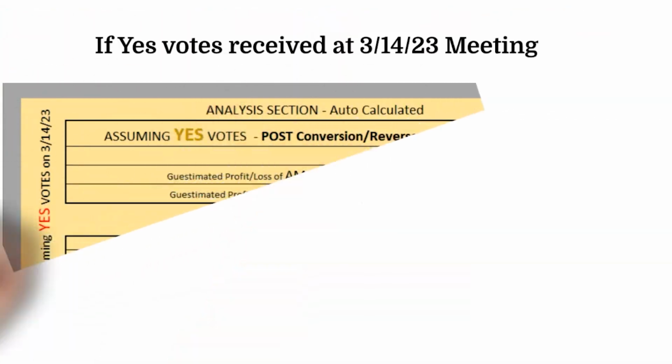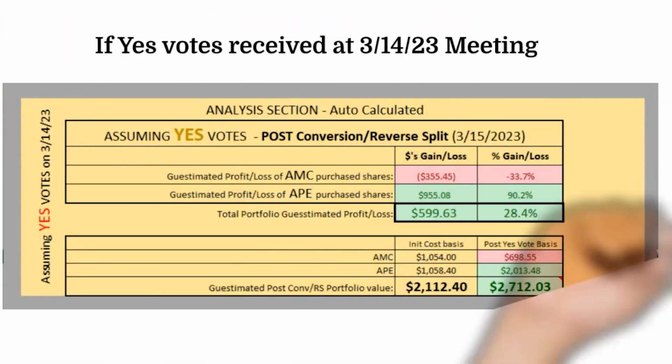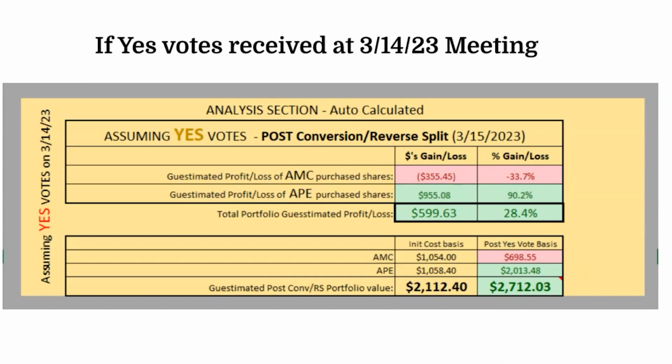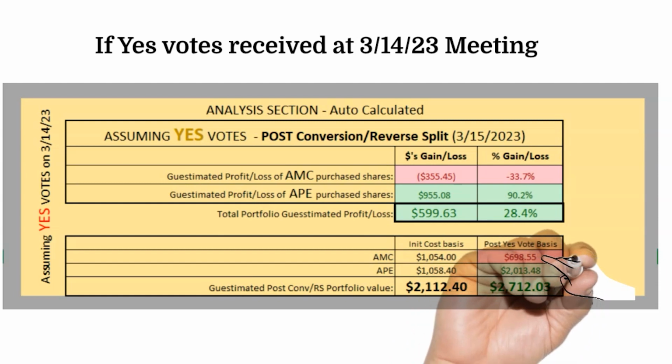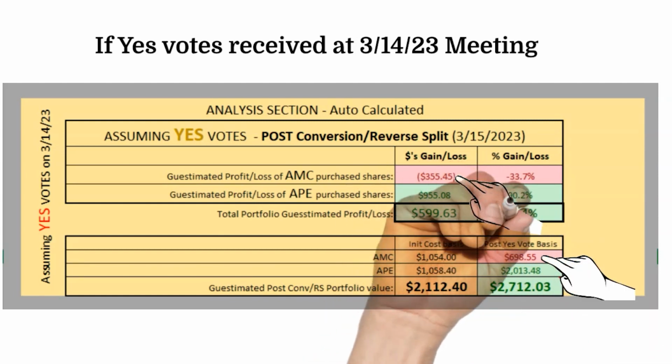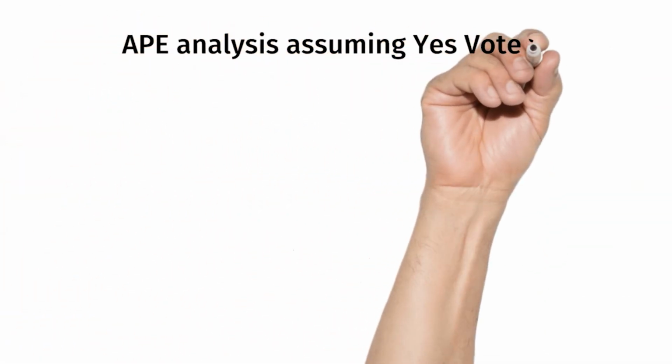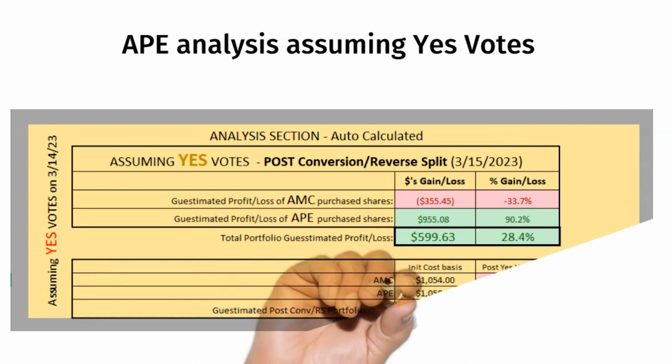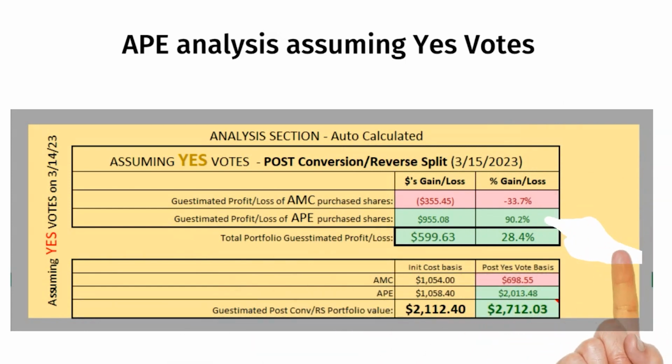Again, the spreadsheet doing the math for us, we see that our $1,054 we had invested in AMC shares was reduced to being worth $698.50. Or said another way, it equals a loss of $355.45, a 33.7% loss. Looking at our $1,058 APE investment, it returned a 90.2% profit. $955.08 return, almost doubling the investment.